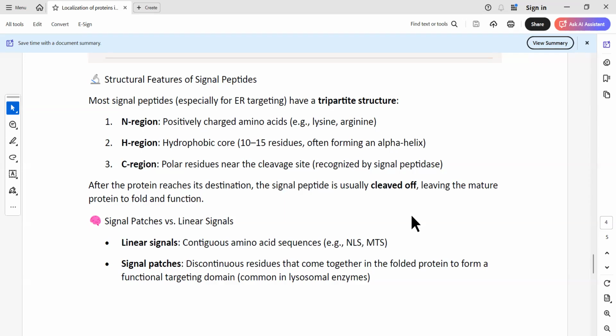So, in general, we could see that there are signal patches and linear signals. If there are contiguous amino acid sequences, like in nuclear localization signals, it is called a linear signal. However, there are signal patches as well. There are different patches in the proteins which come close to each other in the folded protein, forming a particular functional domain. Discontinuous residues, which are not close to each other, but once the protein is folded they form a functional targeting domain.